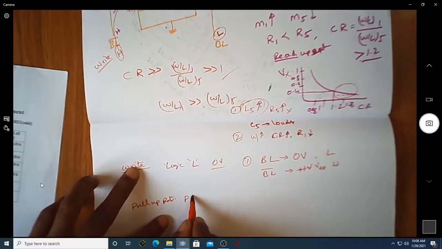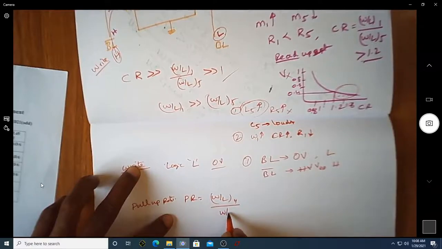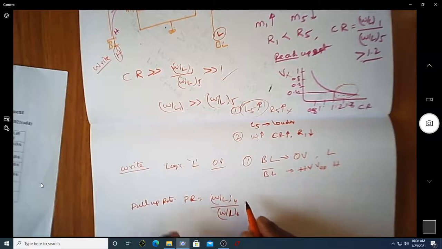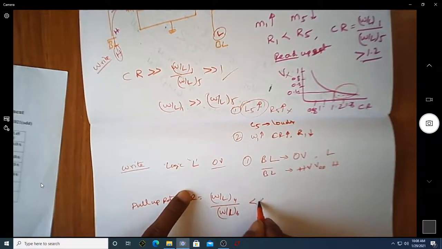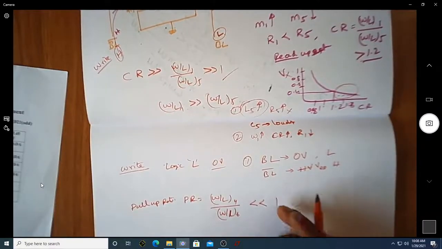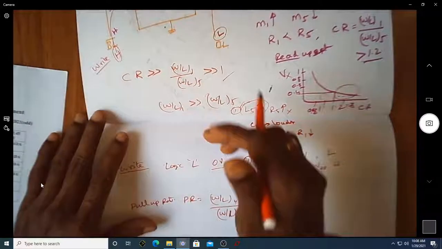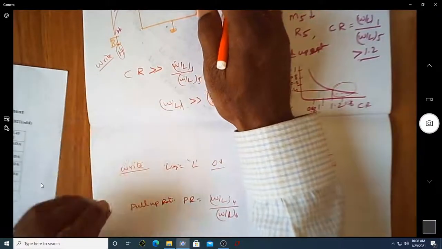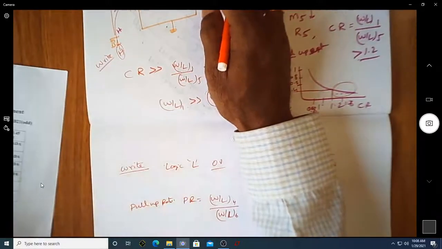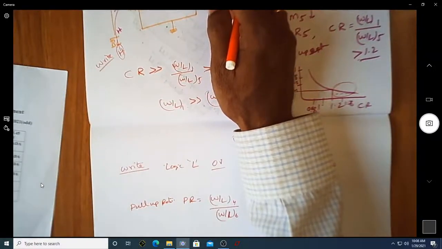So this pull-up ratio is nothing but W/L of 4 divided by W/L of 6. So this W/L of 4 by W/L of 6 should be as small as possible. If it is as small as possible, then there is a possibility that this can go to a voltage which is certainly lower than the threshold voltage.